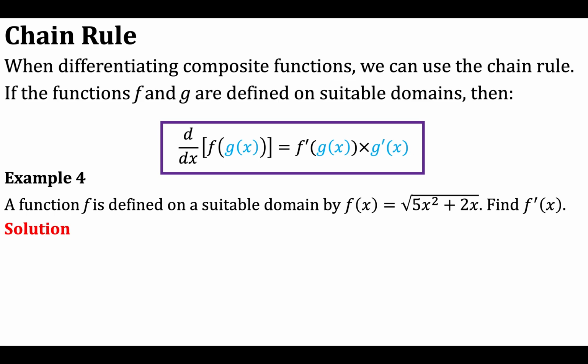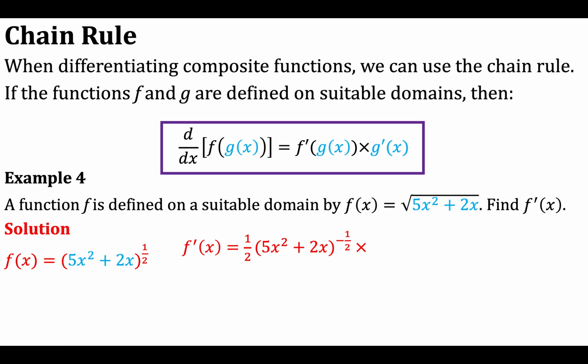And once again, you can see that this isn't quite ready to be differentiated. So we need to re-express that with a fractional index, and that's (5x squared plus 2x) raised to the power a half. Now our outside function, if you like, is the part that's being raised to the power a half, and our inside part of the composite function is the 5x squared plus 2x. So we can start to differentiate and get a half multiplied by (5x squared plus 2x), all raised to the power negative a half. We then need to multiply by the derivative of 5x squared plus 2x, which is 10x plus 2.